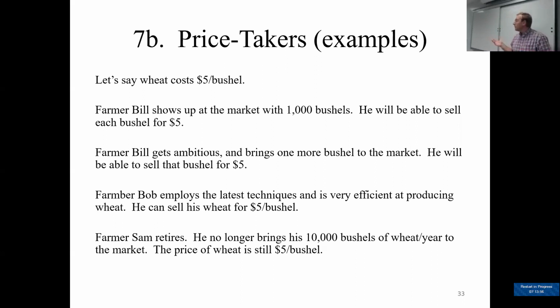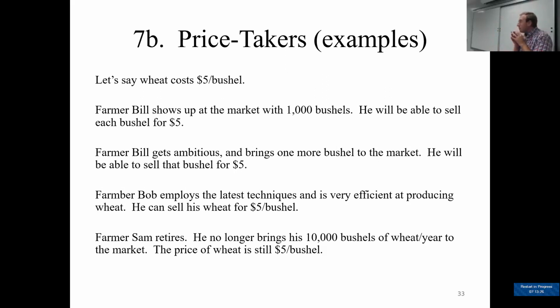Farmer Sam retires. He no longer is bringing his 10,000 bushels of wheat per year to the market. What's that going to do to the price of wheat? Nothing. Still $5 a bushel. Now, big picture situation. What if you have massive droughts in the American Midwest? Okay, that's going to change the price of wheat. That's going to change the supply overall. But no one individual can change that. So let's say Farmer Bob is really crafty.